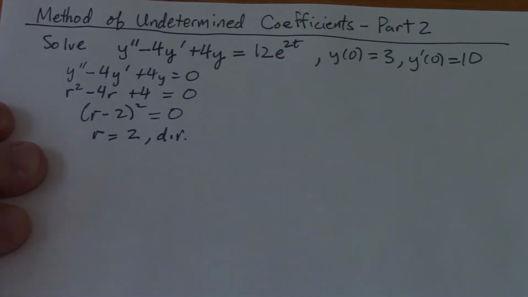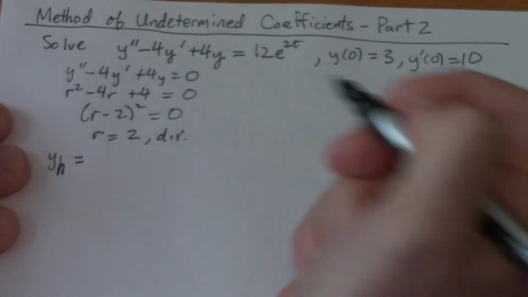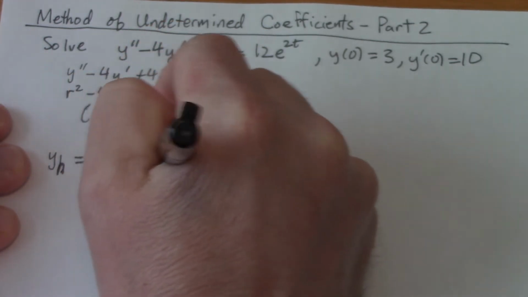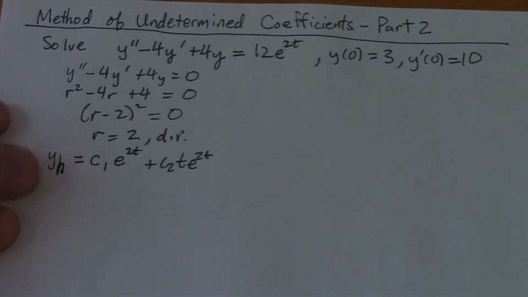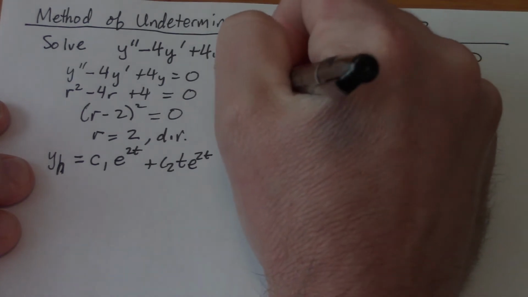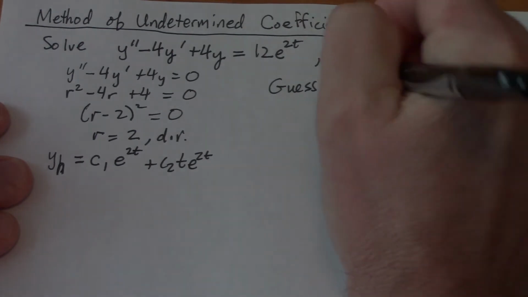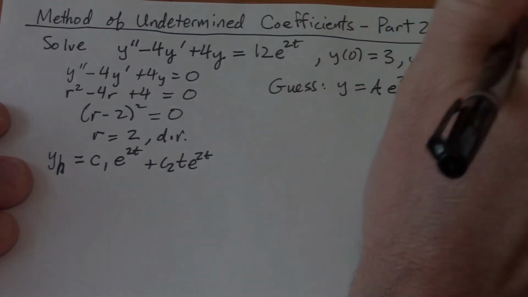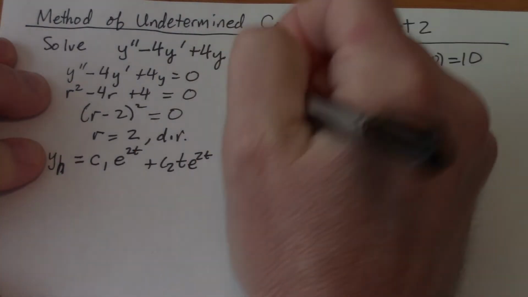Alright, so let's write down our homogeneous solution. So yh, h for homogeneous, this is c1 e to the 2t plus c2t e to the 2t. Okay, so let's see how that plays in. So our guess for yp, looking at 12 e to the 2t, would be that y equals a e to the 2t. Okay, so here's the part that I haven't told you about that.